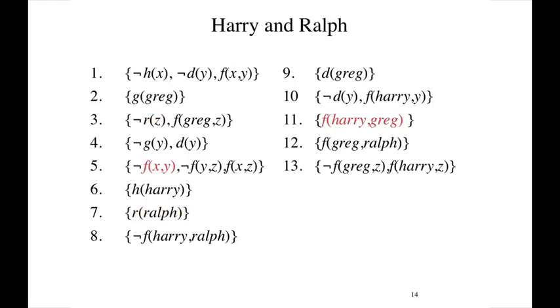We first resolve the clause on line 11 with the transitivity clause on line 5. And then we resolve the clause on line 12 with the result to derive that Harry is faster than Ralph. Finally, we resolve this result with the negated goal clause on line 8 to derive the empty clause.